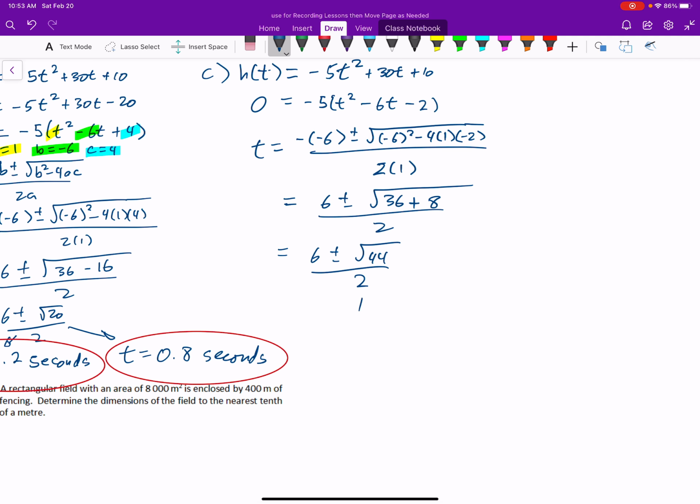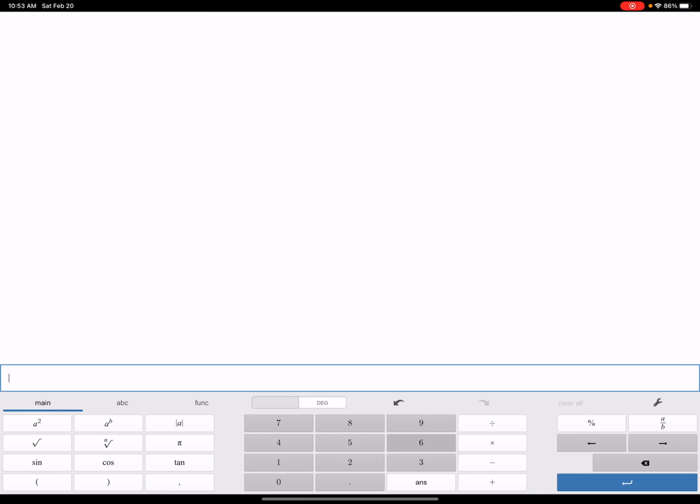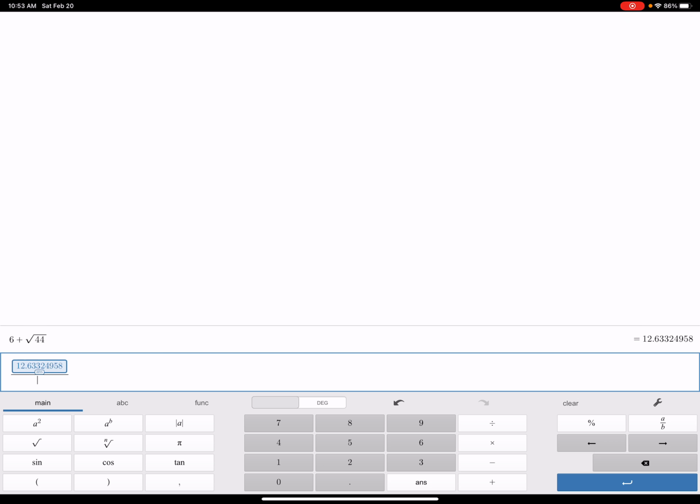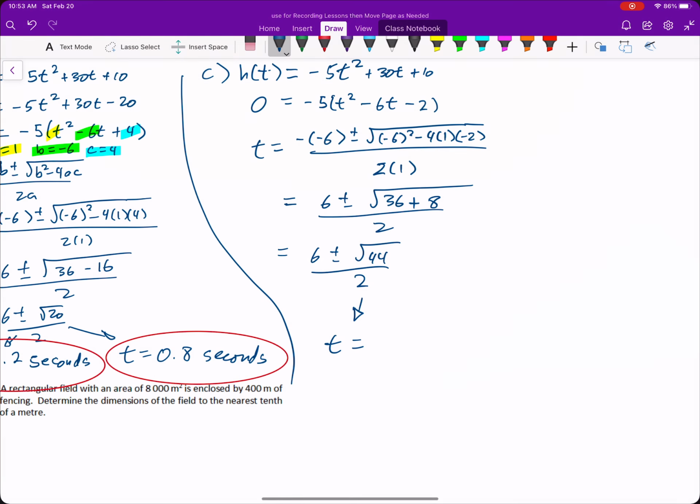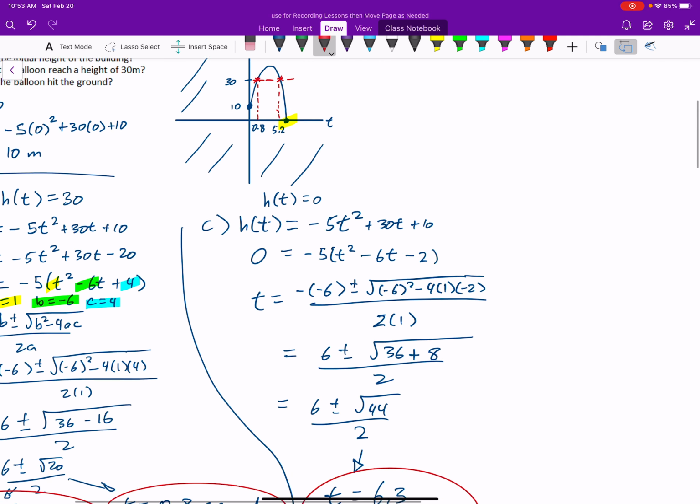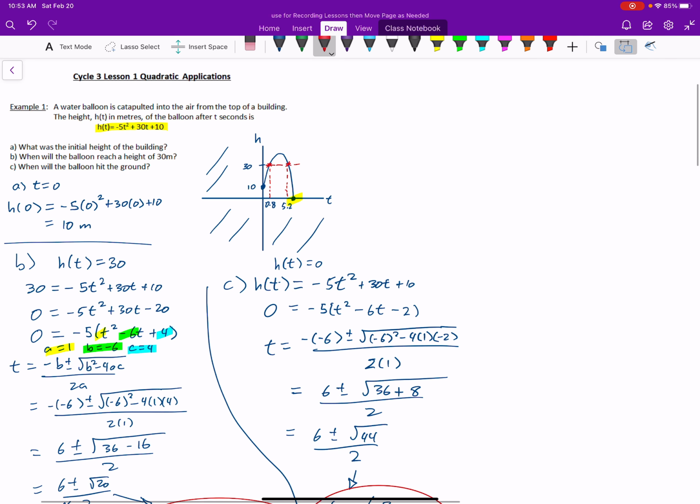Okay, so if I use the plus square root of 44, then 6 plus square root 44, take that, divide it by 2, 6.3 seconds. That's one of my answers. And in fact, when you think about it, there really only should be one answer, right? So this would be 6.3, and that fits in with what I've already got.